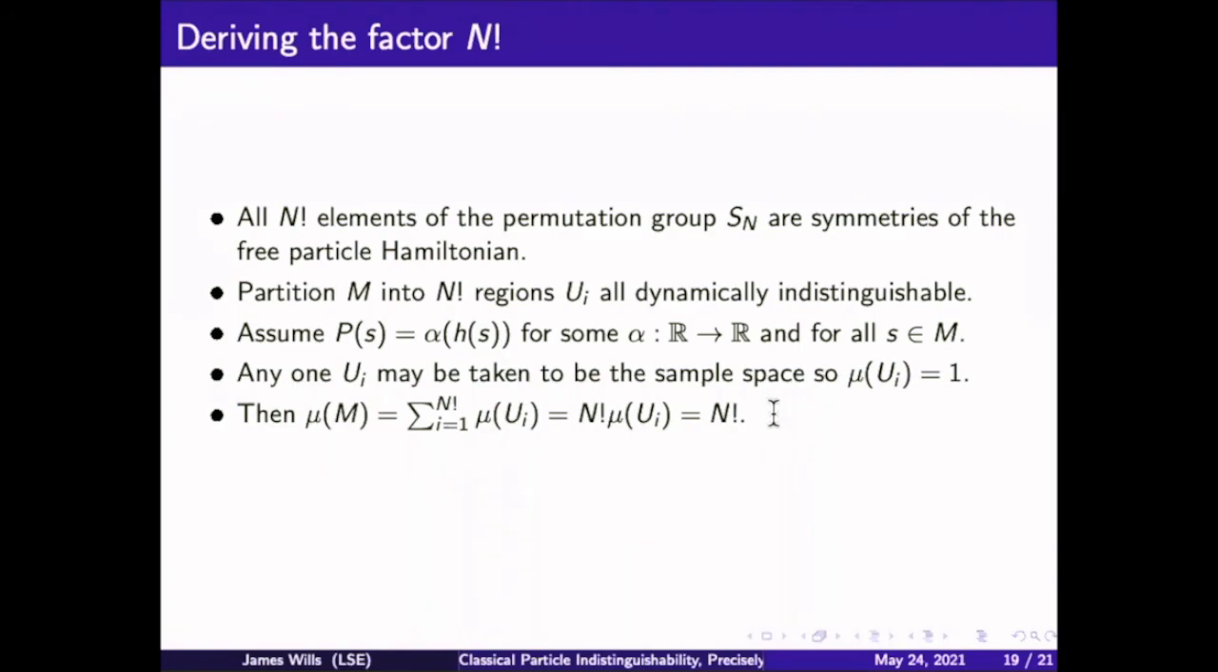And if we then substitute that into curly P, mu of M is n factorial, and so we've derived the overcounting factor. Why do we divide by n factorial in the case of the free particle Hamiltonian? Well, because some points in M are dynamically indistinguishable from one another.